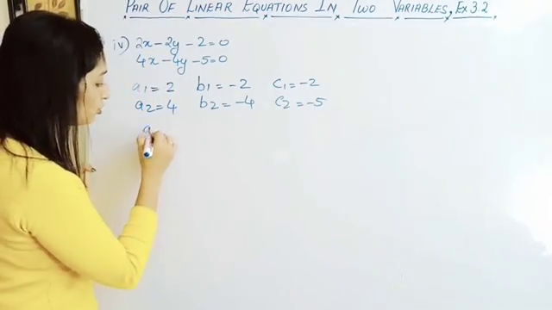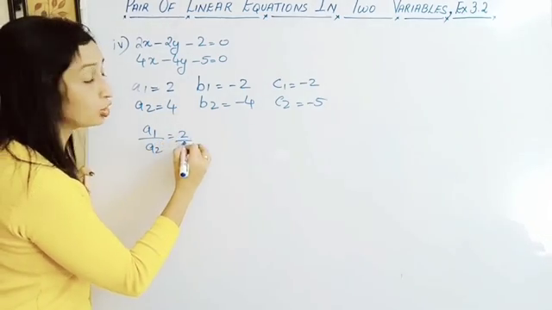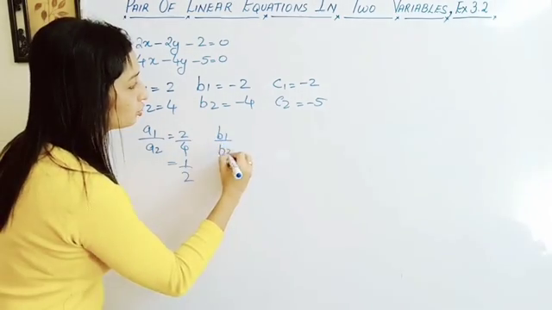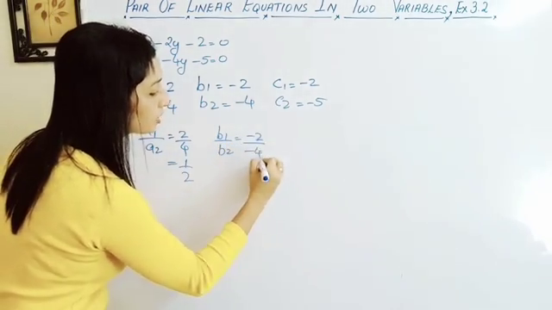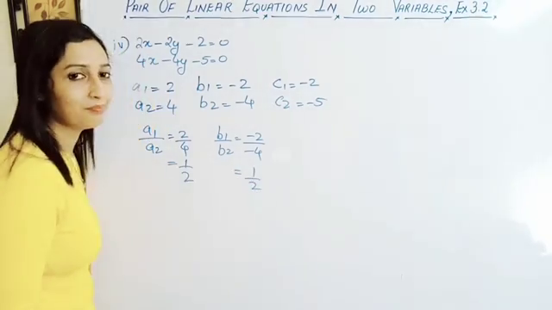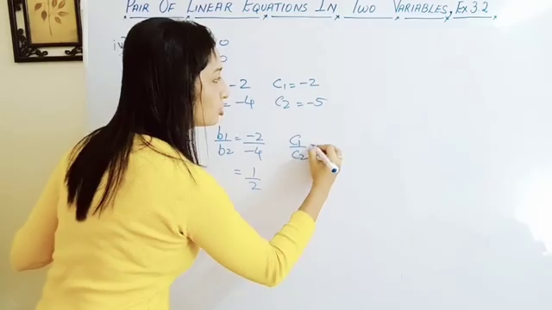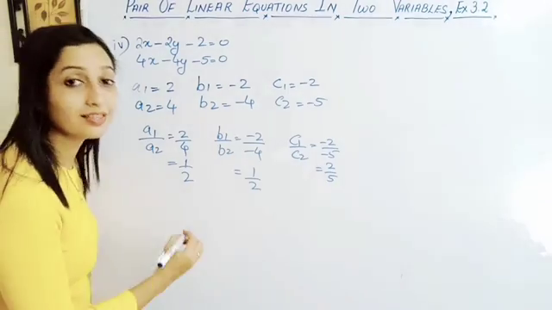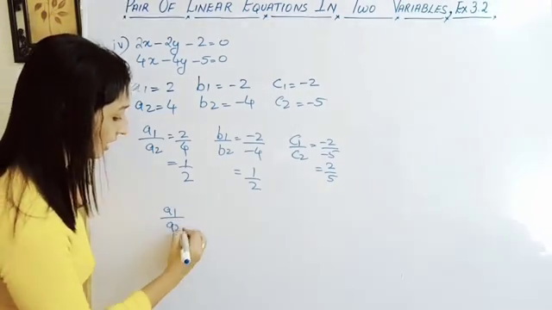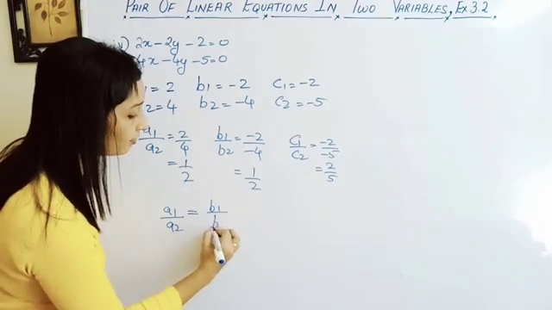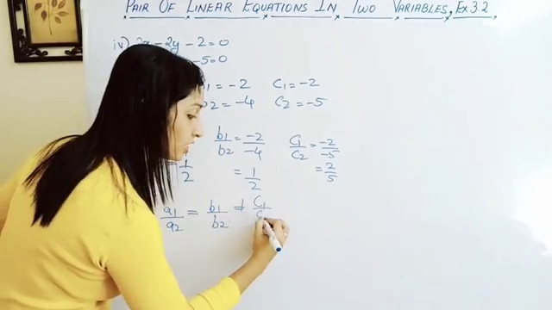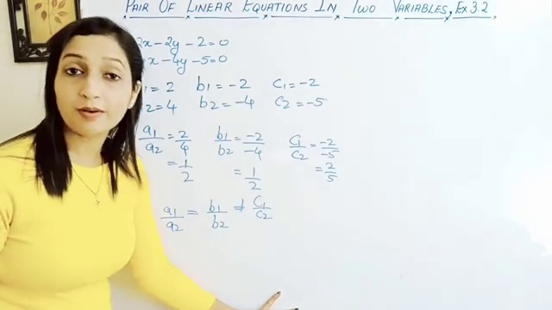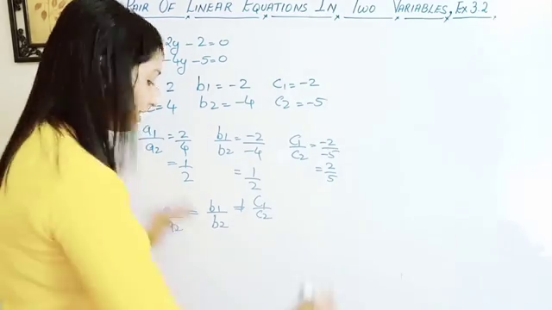Now let's find out the ratios. A1 by A2 is equal to 2 by 4, which is equal to 1 by 2. Now B1 by B2 is equal to minus 2 by minus 4, which is again equal to 1 by 2. Now what is C1 by C2? It is minus 2 by minus 5, which is 2 by 5. So what is the condition we get? We get A1 by A2 equals B1 by B2 is not equal to C1 by C2. Now what does this condition tell us? It says that the given pair of lines are parallel.